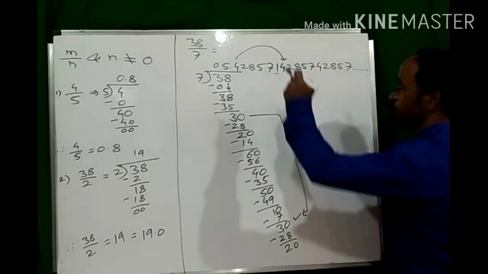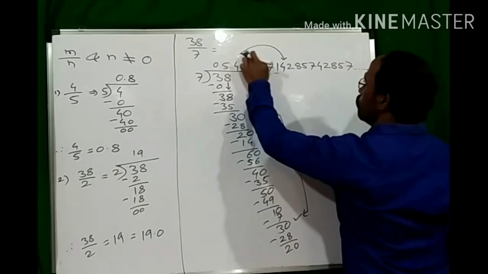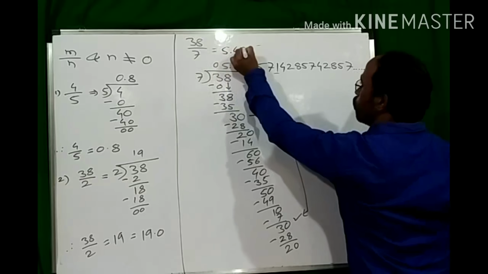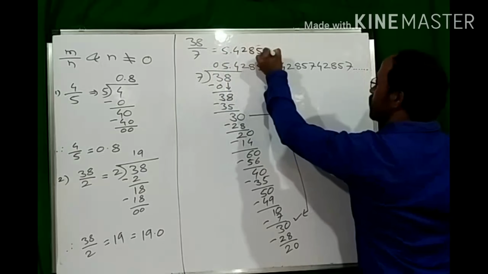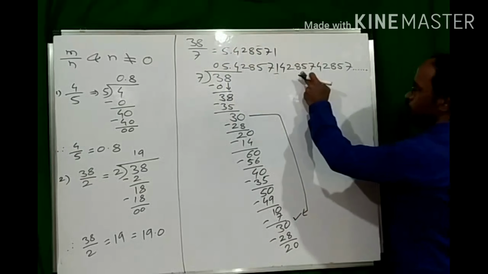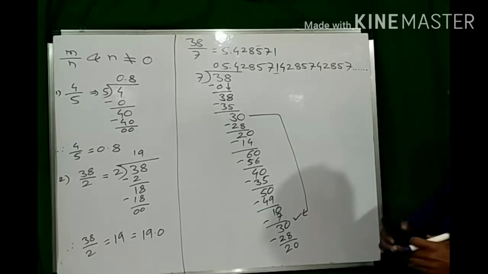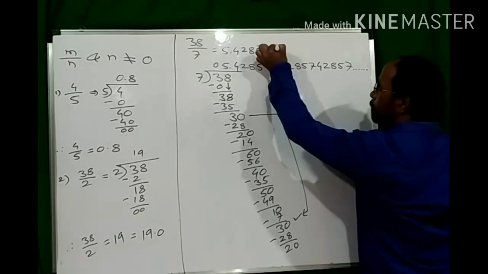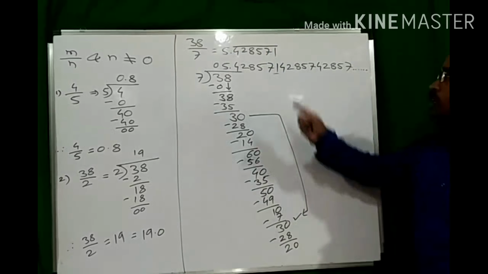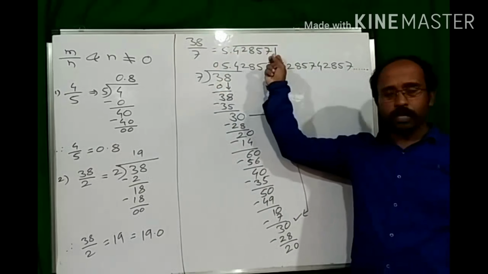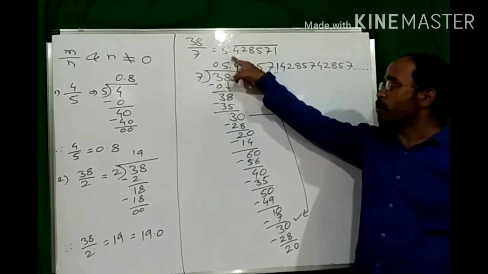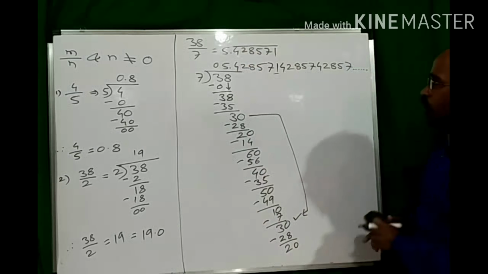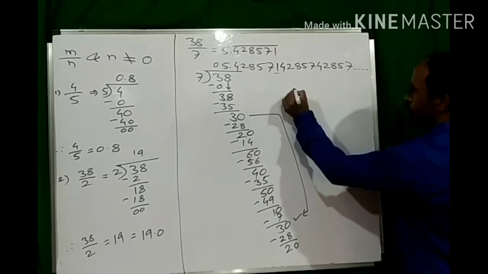Non-terminating and reoccurring. So 38 upon 7 is 5.42857, and after this once again this 4, 2, 8, 5, 7, 1 is going to repeat. So we have to write a bar above this group of numbers. And how to read it? As 5.428571 bar.